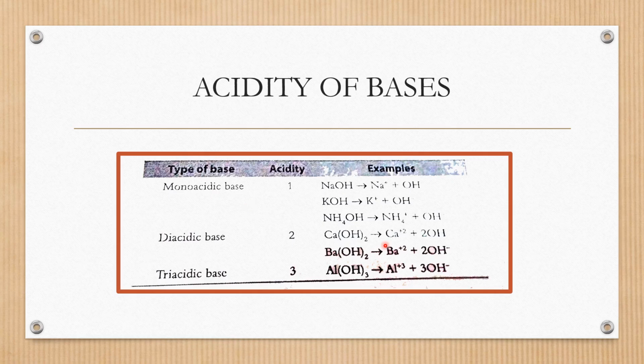And then the second one is calcium hydroxide and barium hydroxide. In this, two OH minus ions are present. So we have to add two H plus ions. So it is a diacidic base. And then the third one is Al(OH)3, aluminium hydroxide. In this, 3 OH minus ions are present. So we have to add 3 H plus ions to neutralize it. So it is a triacidic base. Okay, clear?